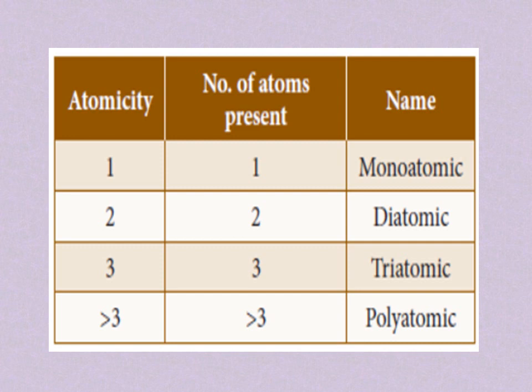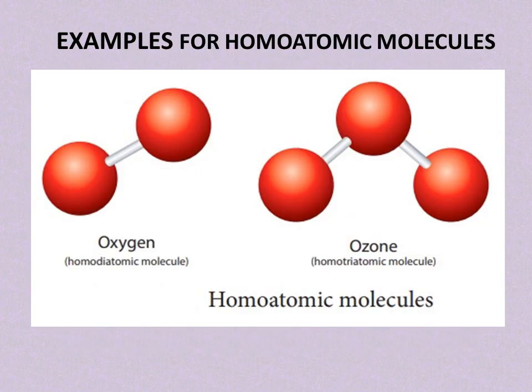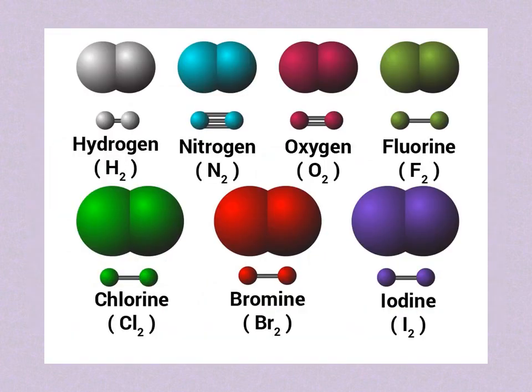An example is oxygen. Oxygen can exist in two allotropic forms, oxygen O2 and ozone O3. In the oxygen molecule, there are 2 oxygen atoms, so the atomicity is 2, and since the atoms are similar, it is a homodiatomic molecule. Some more examples are nitrogen, hydrogen, and the halogens, fluorine, chlorine, bromine, and iodine. These are all examples of homodiatomic molecules.